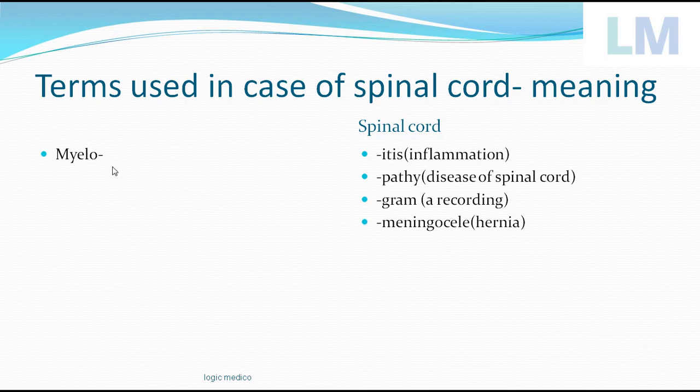Myelomeningocele is the herniation of the spinal cord and the meninges outside through the spina bifida, a defect present in the spine or vertebral column. It is called meningomyelocele or myelomeningocele.